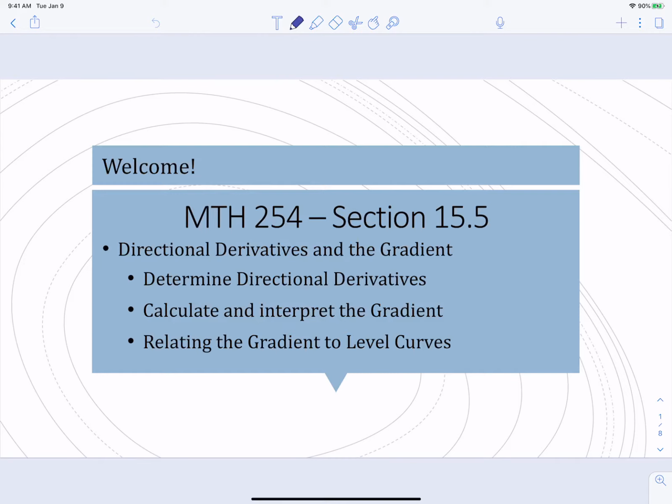Alright, so moving along in chapter 15, we're going to look at directional derivatives and the gradient. First off, we're going to determine some directional derivatives. Then we're going to calculate and interpret the gradient and relate the gradient to level curves.